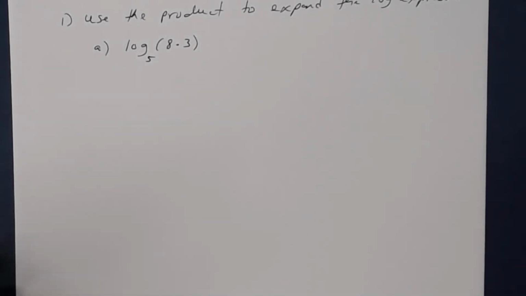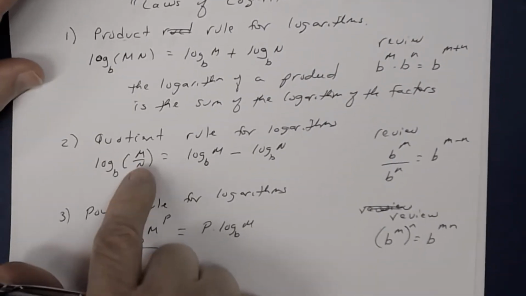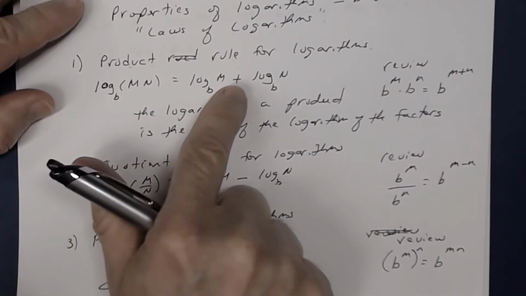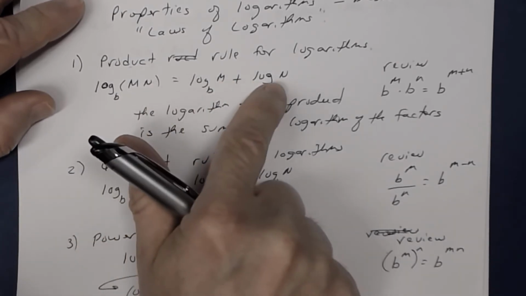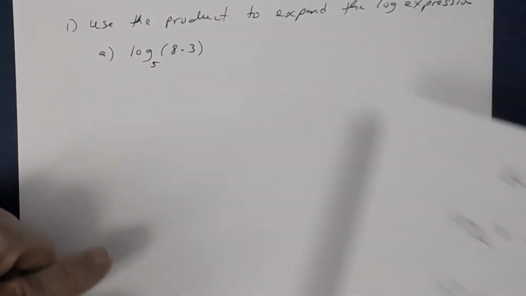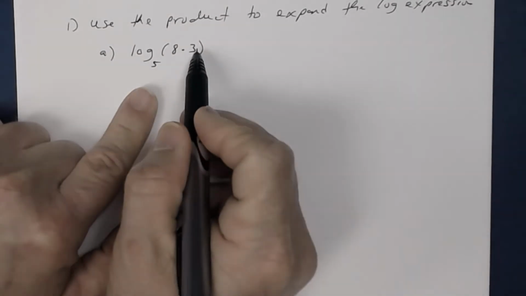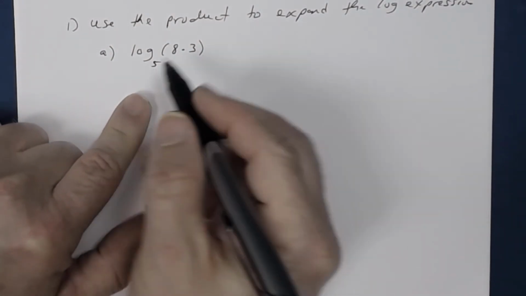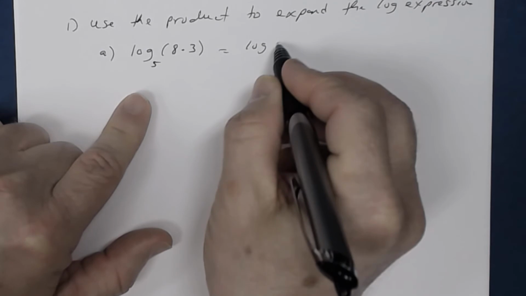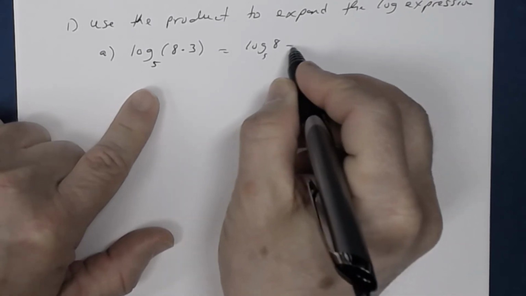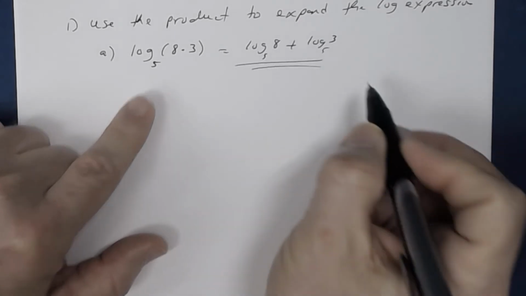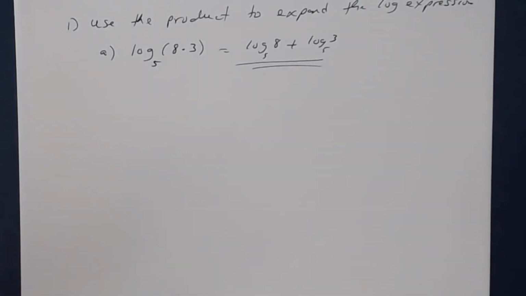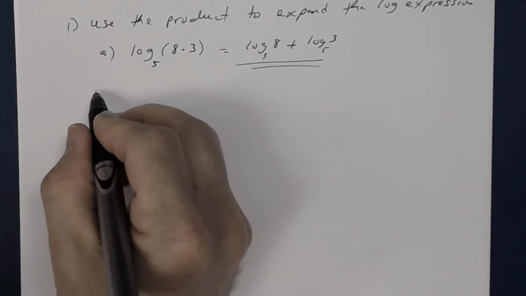So remember the product rule says I take the log of a product and I write a sum, where the first factor is listed and the second factor is listed. So my first factor is 8, my second factor is 3, my base is 5. So that becomes the log of 8 base 5 plus the log of 3 base 5. And that's it. There's your answer. That's all they want you to do. So I expanded this.